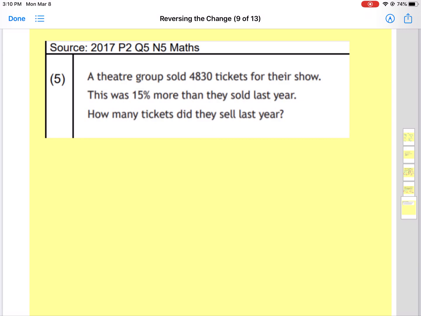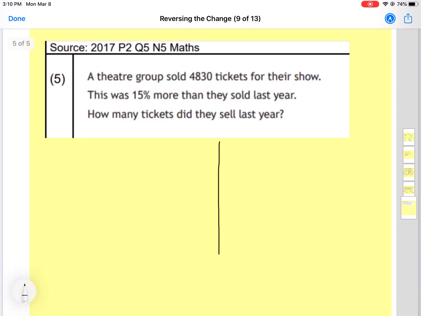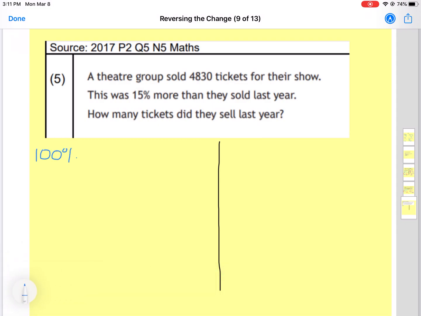So in this one here, again, it's all about reading the question to find out your first step. So we need to do 100%, we're starting off with that, right? Always 100%. You might as well write that down first, then read your question and see what you have to do. So we are told that a theatre group sells 4,830 tickets. This was 15% more than they sold last year. So how much did they sell last year? So 15% more is this value, and last year's amount we will assume is 100%.